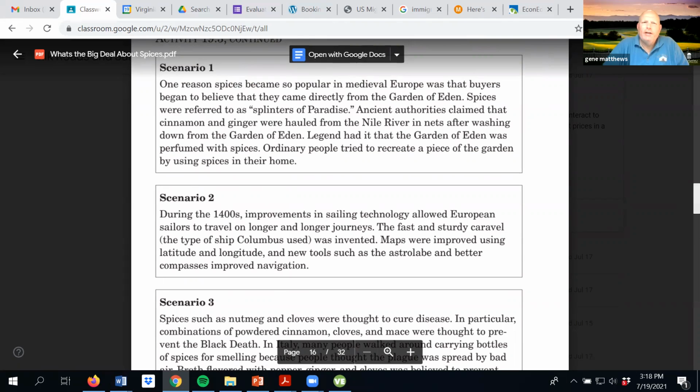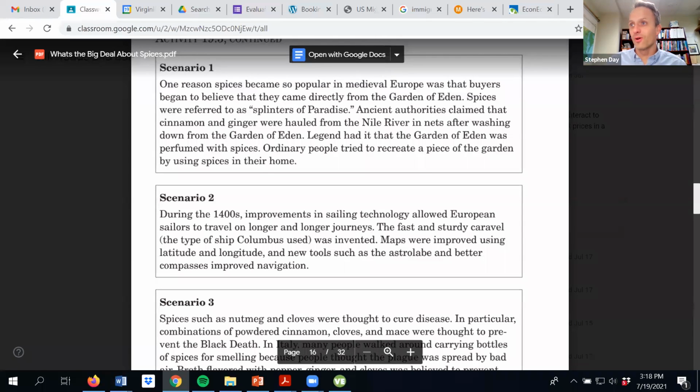So scenario one: a reason spices became so popular in medieval Europe was that buyers began to believe that they came directly from the Garden of Eden. Spices were referred to as splinters of paradise. Ancient authorities claimed that cinnamon and ginger were hauled from the Nile River in nets after washing down from the Garden of Eden. Legend had it that the Garden of Eden was perfumed with spices. Ordinary people tried to recreate a piece of the garden by using spices in their home.